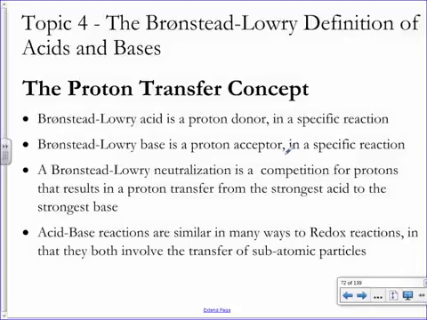I actually tried to show Bronsted-Lowry in grade 11 a little bit. I don't call it this theory, but I do it a little bit already. We call a Bronsted-Lowry acid someone who donates a proton. And a Bronsted-Lowry base is someone who accepts a proton.